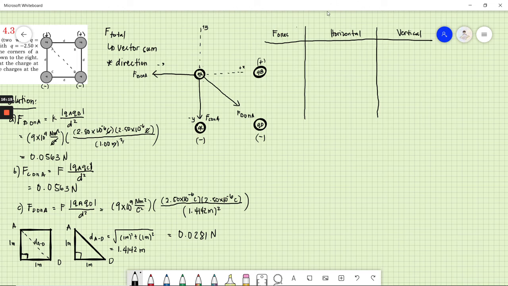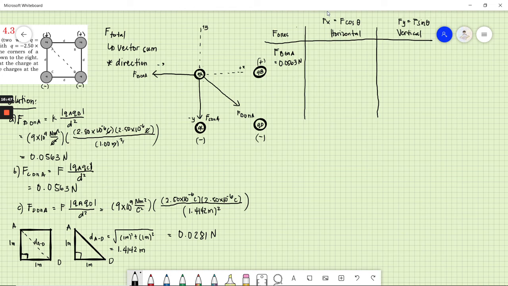Again, remember, horizontal is talking about the direction of the forces in the x-axis, so that's F cosine angle. And for vertical, that's the direction of the forces in the y-axis, that's F sine theta. Okay, let's look at our FB on A. We know that FB on A is equal to 0.0563 newtons. And what we're going to do is look at the direction of our FB on A.